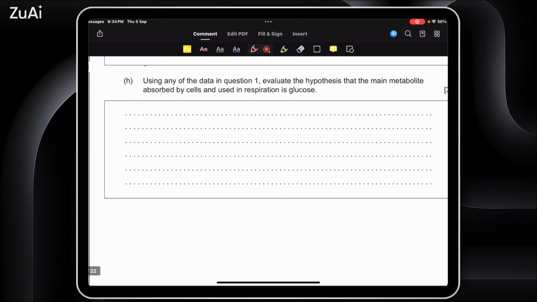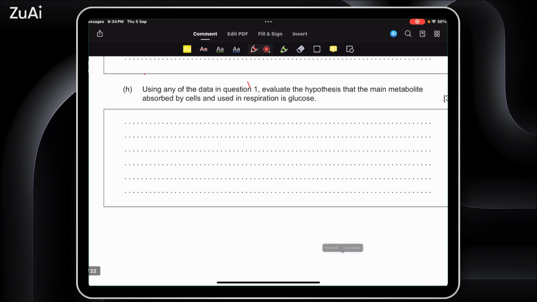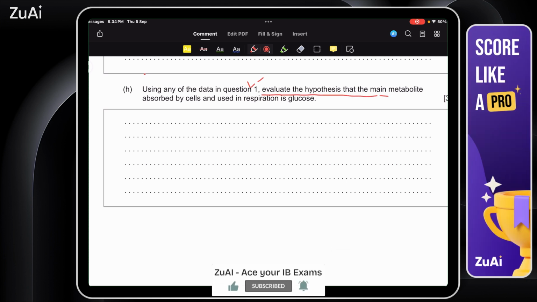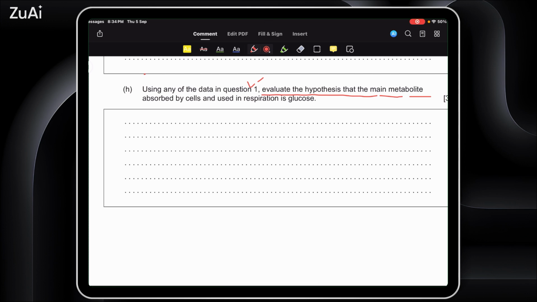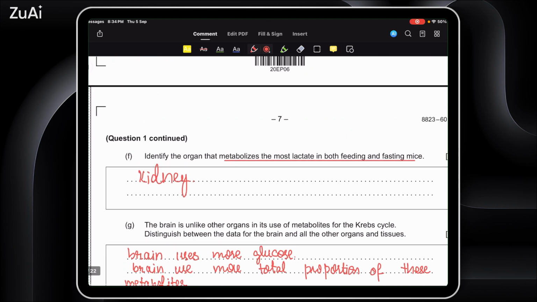That's the answer. So, using any of the data in question 1, evaluate the hypothesis that the main metabolite absorbed by cells and used in respiration is glucose.